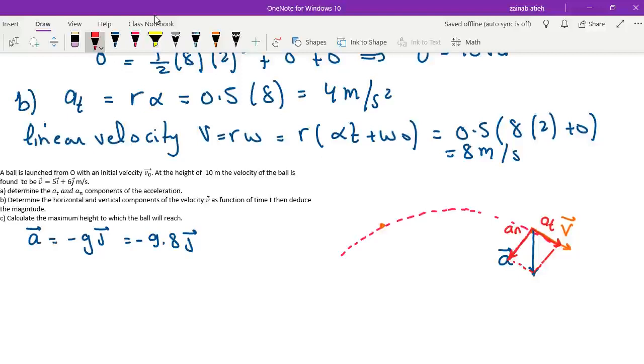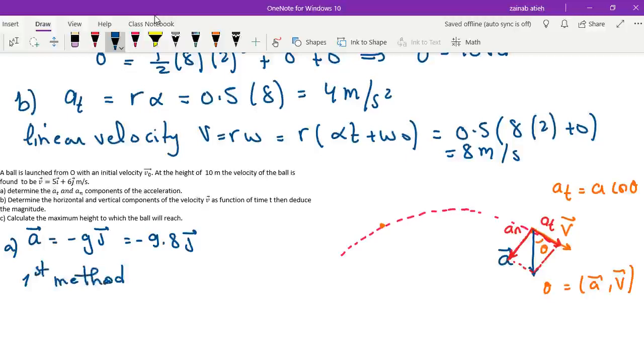Let me call the angle between A and V theta. So this is the angle theta, I'm using orange color. Theta is the angle between A and V. So AT is actually A cosine theta, because it is the projection of A. So I can say that one way. Let's call it the first method. This is part A. First method: I have to find AT. So AT is A cosine theta.